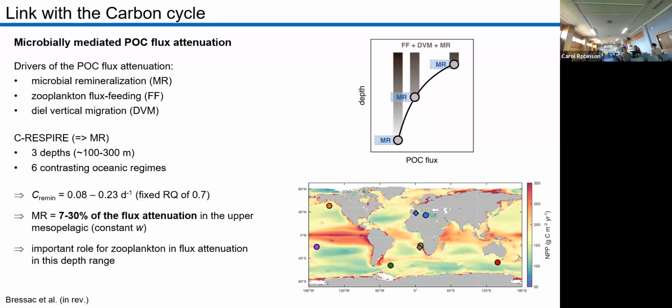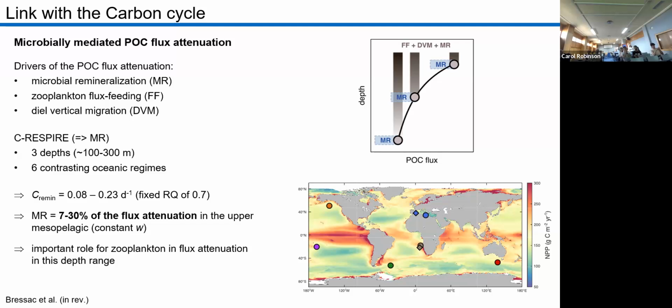And what I want to show you is that we got some carbon-specific remineralization rates that range between 0.08 and 0.23 per day. This is the median rate for each area. These rates, we got them by assuming a fixed RQ. From these rates, assuming a constant sinking velocity over the depth range considered, we can estimate the contribution of the microbes to the flux attenuation. So we get a contribution ranging between 7 and 30% in the upper mesopelagic.